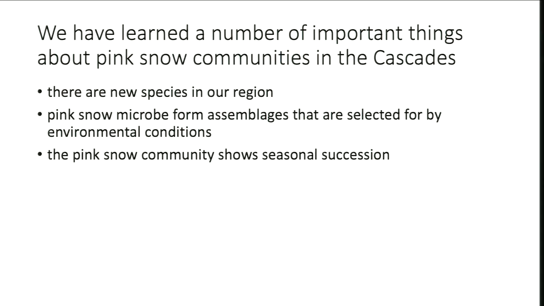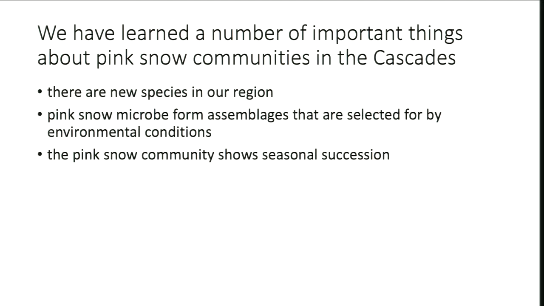127 samples. We have learned a number of important things. I'm going to give you the punchlines first, and then I'm going to show you the data. First, there are new species in our region, which we suspected, but we have evidence to show that. The pink snow microbes form assemblages that are consistent. We can see that these different microbes live together, and they consistently live together, and we can define the assemblage groups. But they are not distributed geographically.